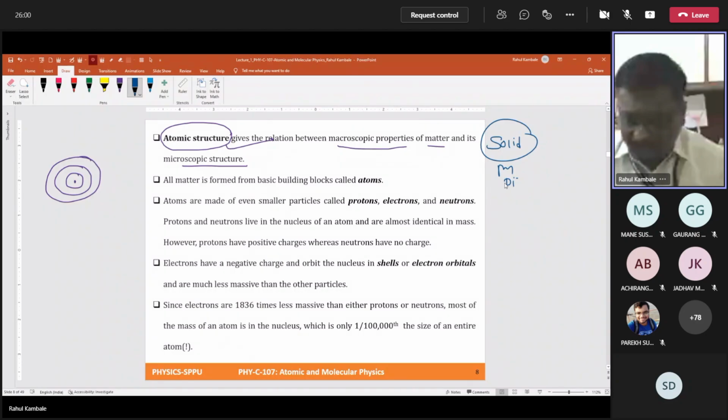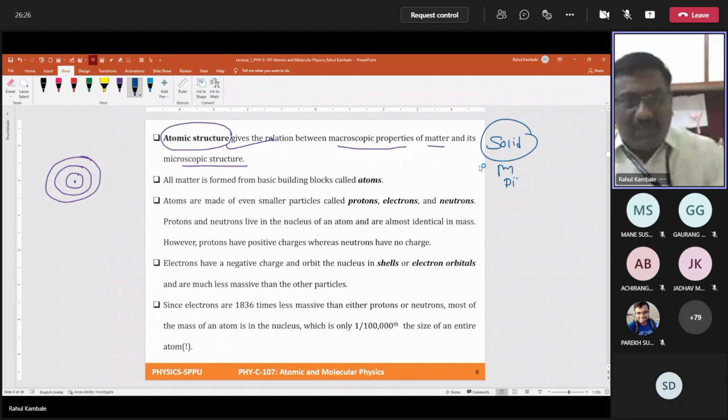Okay, so what does macro mean? Macroscopic means those things which can be measured experimentally. Current, for example, you can measure. Of course you can measure it, but have you seen the electron? No, that is microscopic.